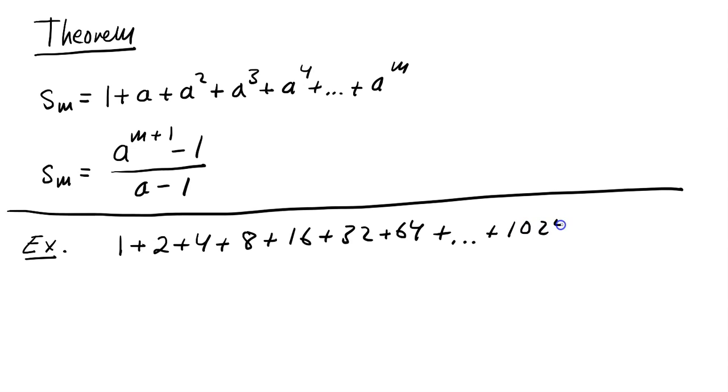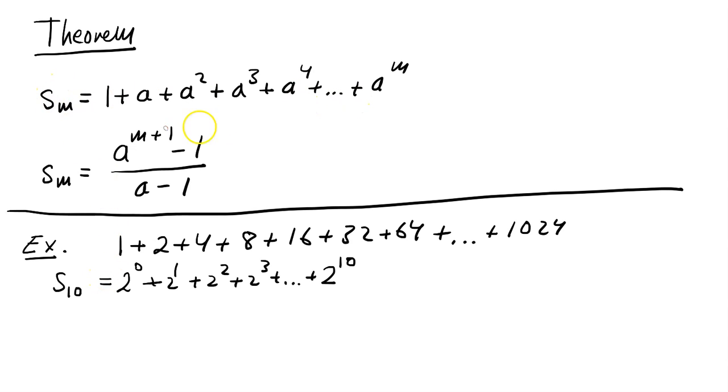Okay, so let's say you want to calculate this sum. This is the same as 2 raised to the power 0, 2 raised to the power 1, 2 raised to the power 2, 2 raised to the power 3, and so on, until you come to this one, 1024, that's 2 raised to the power 10. So we want to calculate this sum. Let's call this sum S10. This is the sum here.